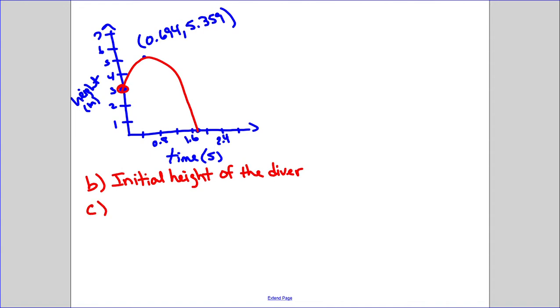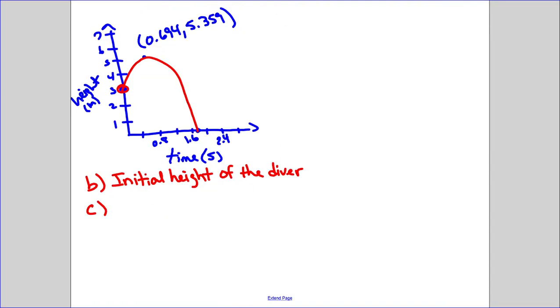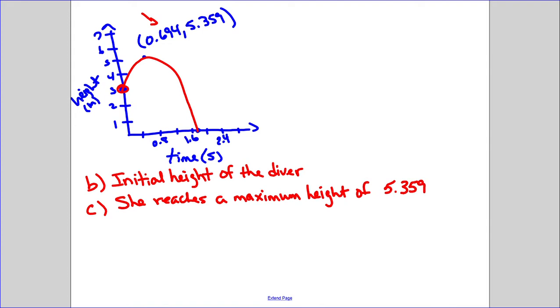Okay, C in this case says, what maximum height does the diver reach, and when does she reach that height? So basically it's asking for this, right? So she reaches a maximum height of 5.359 meters in 0.694 seconds.